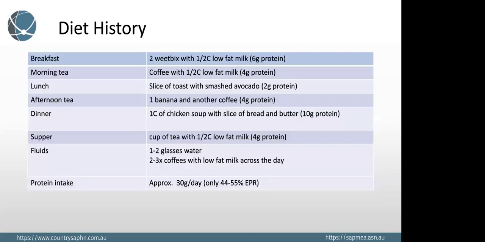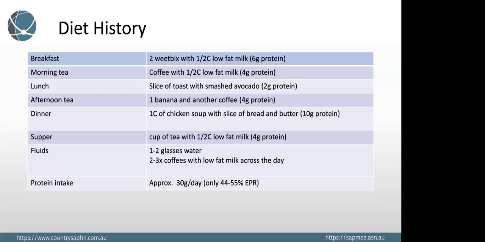So looking at Mary's diet history, I've counted up how much protein I think she's having. Again, this is a made up person, but it's based on people we have seen. She starts her day with 2 Weet-Bix and half a cup of low fat milk, getting about 6 grams of protein there. Not a lot, but not too bad. Pretty common. Morning tea, she doesn't really eat anything. She's not very hungry. She's just getting coffee, about half a cup of light milk again, 4 grams of protein.